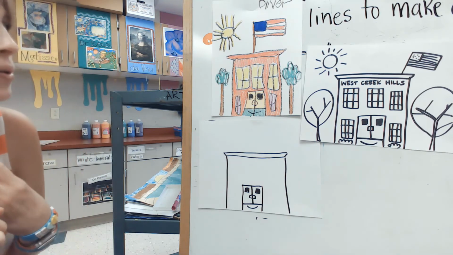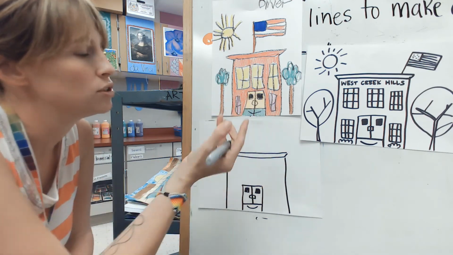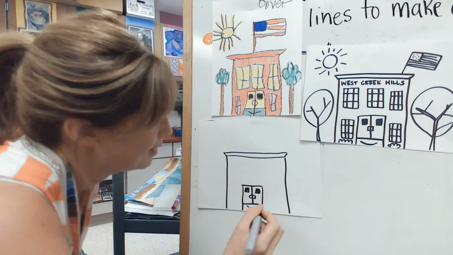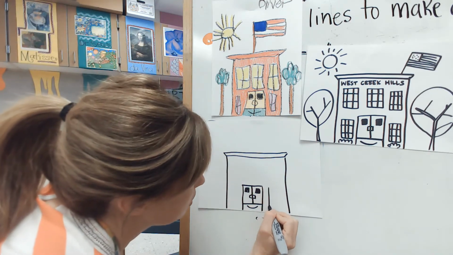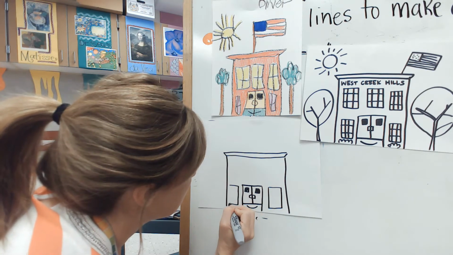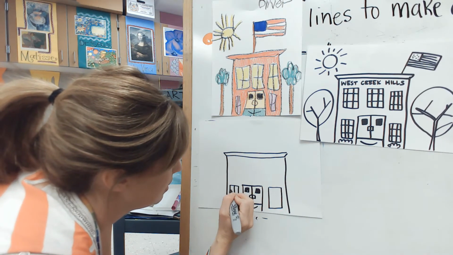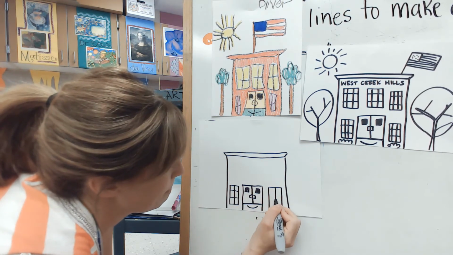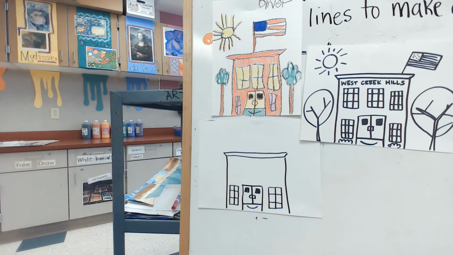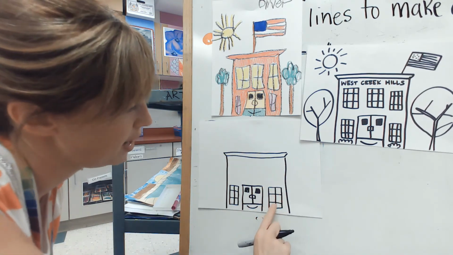Okay, so now we're gonna add in the windows and the window panes. So we're gonna add in rectangles for windows, which are made up of horizontal and vertical lines. Okay, let's see here. So I'm gonna do a window on this side and a window on this side. I'm gonna put in some panes. Depending on how big your window is, will tell you how many window pane spots you can have. I have 6 in mine.